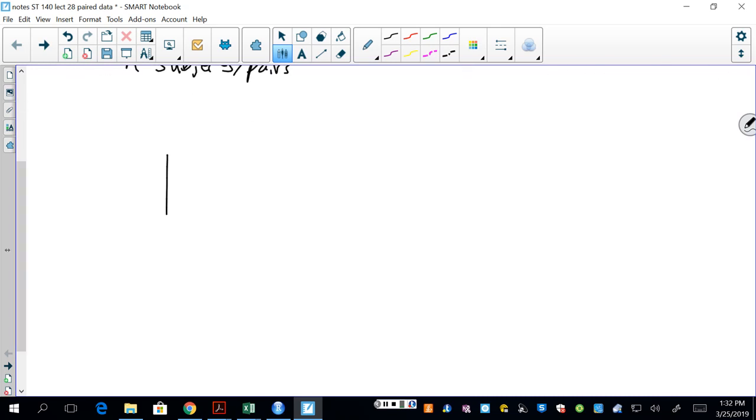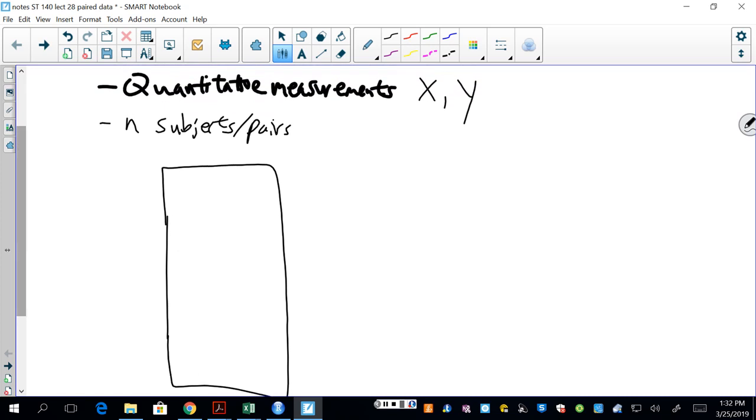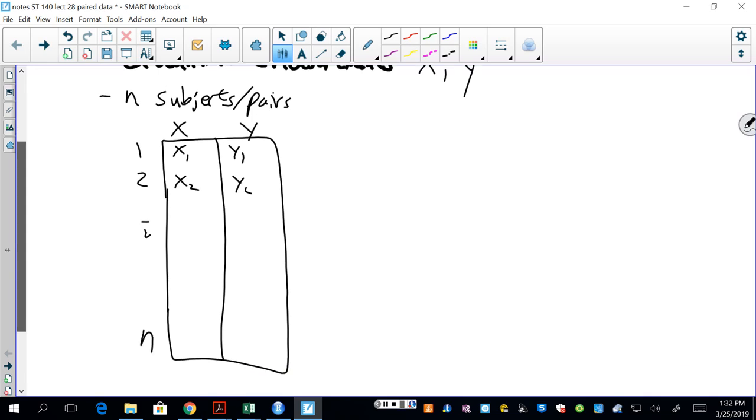So the data structure can look like this, where we have X and Y measured, right? And then on the first unit we have X1, Y1. On the second pair we have X2, Y2, etc. down to the last one, number n, X sub n, Y sub n. Okay. And so we could summarize the X variables and the Y variables separately, but these are really associated with each other.